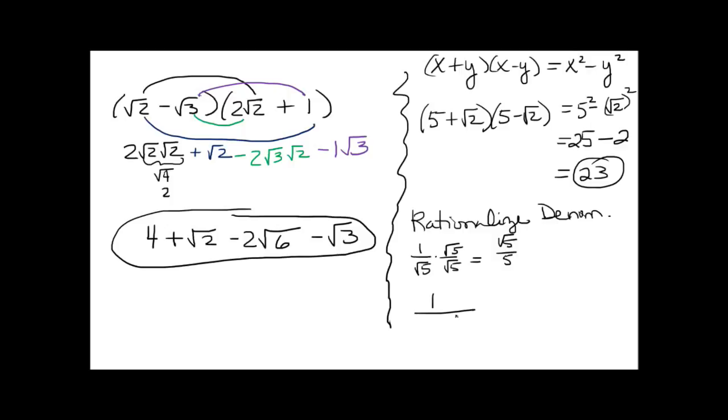But if you had 1 over the square root of 5 plus 2, what you would have to do is multiply by its conjugate, square root of 5 minus 2. And when you do that, you're going to get that 23 in the denominator and the square root of 5 minus 2 in the numerator. So you no longer have a radical in the denominator.